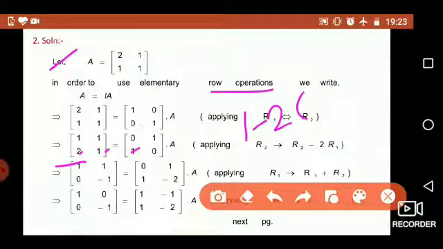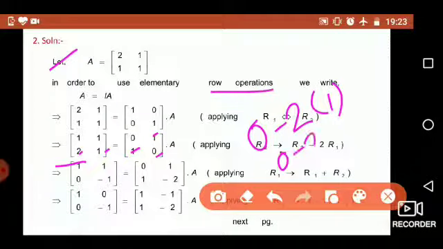Similarly, the same operation we can perform to the second element. R2 is 0 minus 2 times R1 is 1. Therefore 0 minus 2 is equal to minus 2. Therefore the second row second element is minus 2 and then A remains the same.